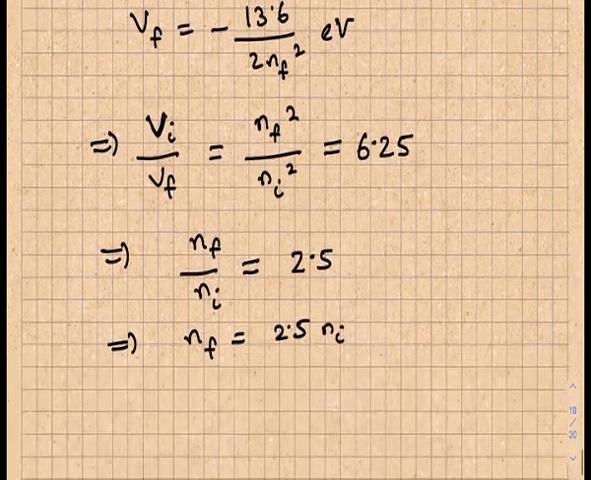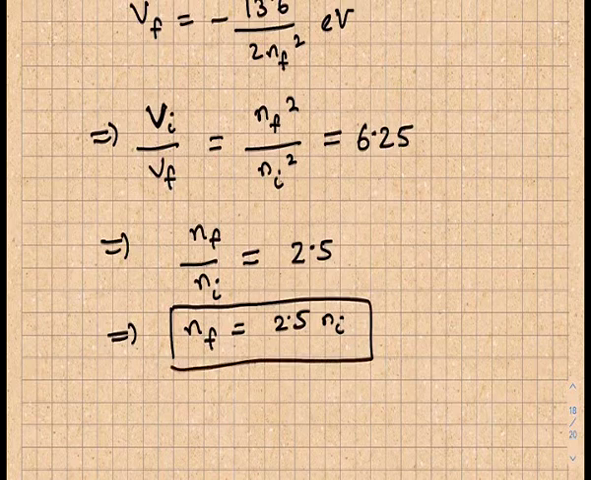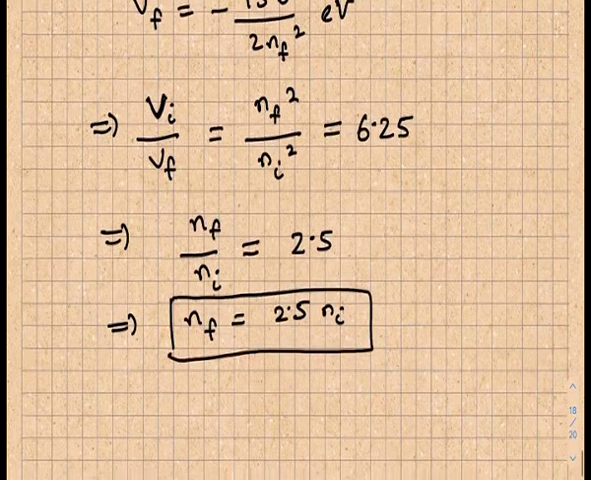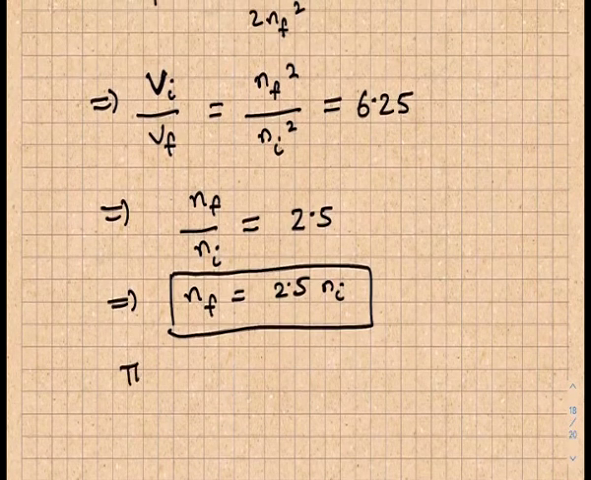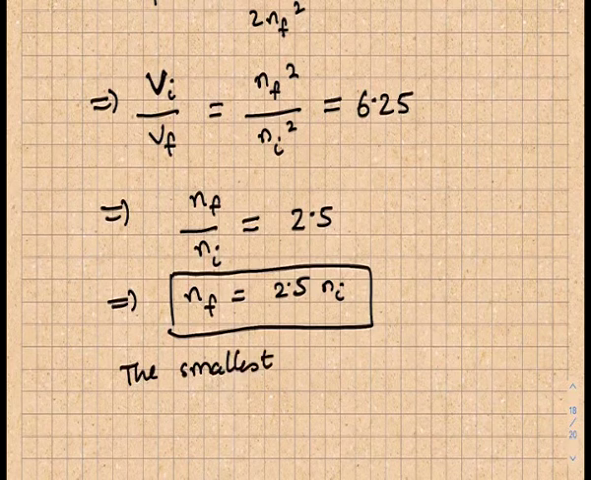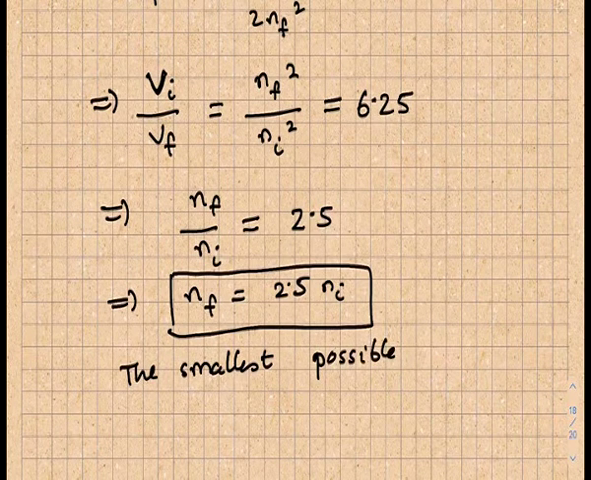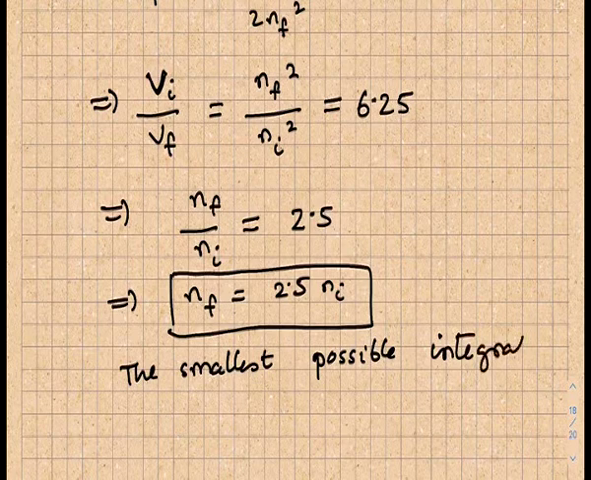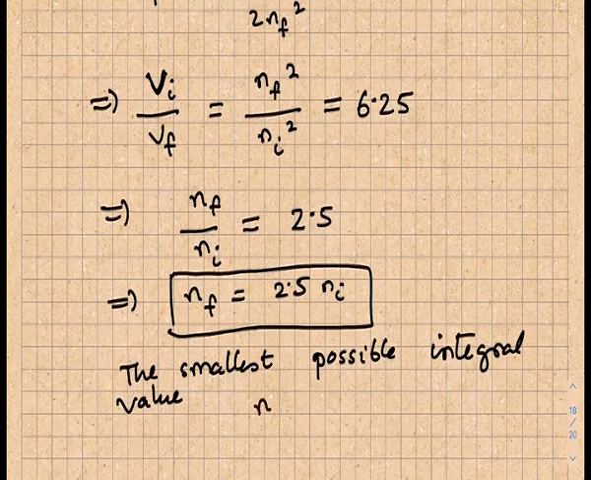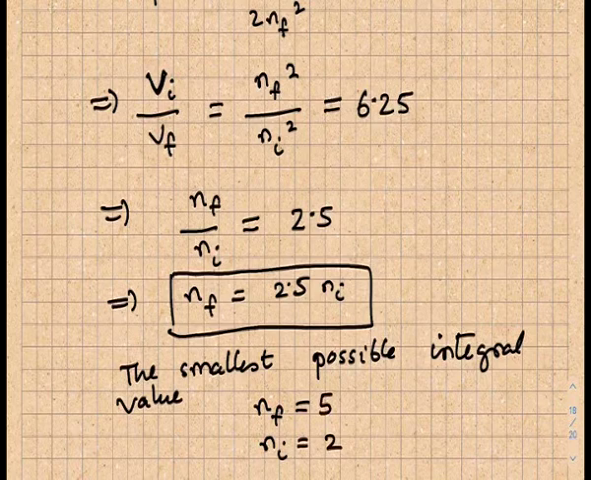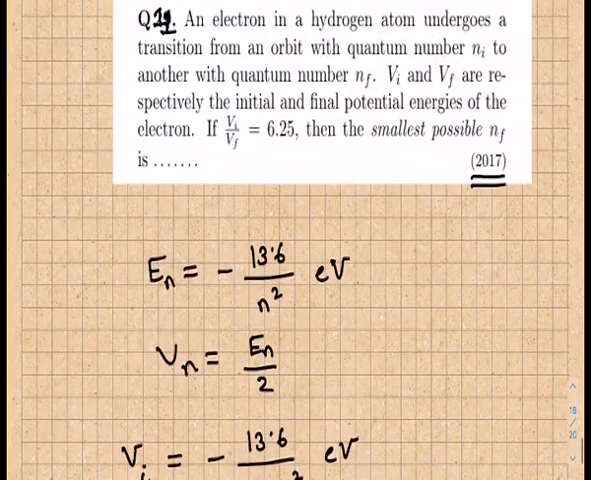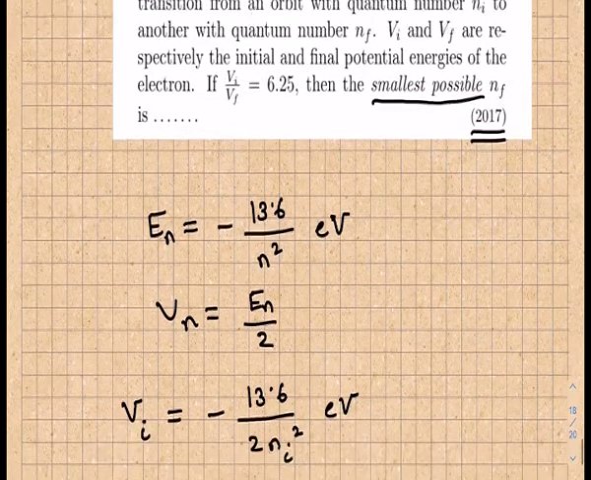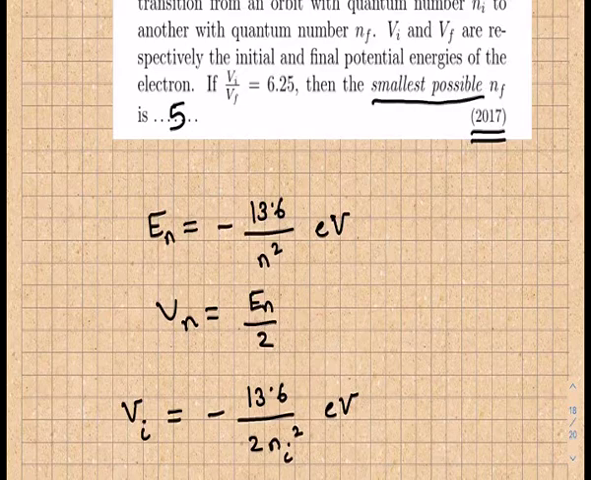But you see, nf and ni are principal quantum numbers, so they are integers, positive integers. Therefore, the smallest possible integral values of nf and ni: ni can be equal to 2 and nf would be then 5. So, you are asked to find out the smallest possible value of nf. So, obviously, it's 5. So, answer is 5.